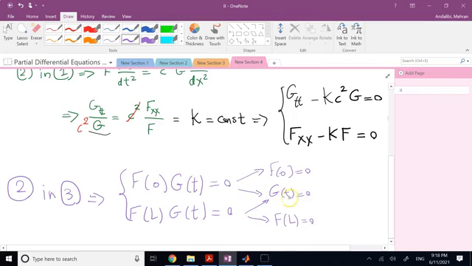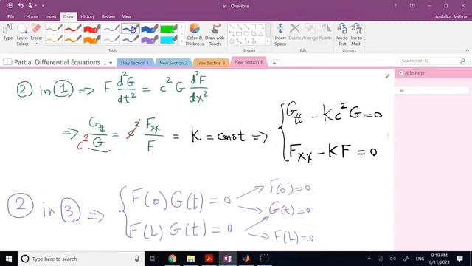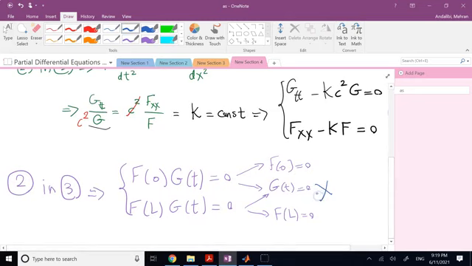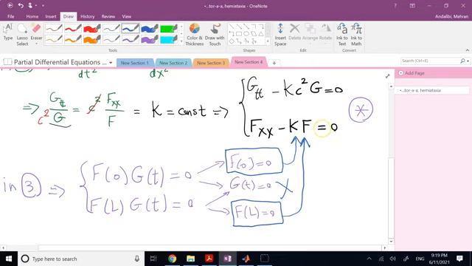Now, g of t cannot be 0, because if the entire function g of t is 0, when you plug it into 2, the whole displacement u will be 0, which is the trivial solution. So this cannot be an interesting solution to me. So the conditions are now what? This function f at location 0 should be 0, and what? f at location L should be 0. And these two now serve as what? As the two conditions you need to solve this second equation. Okay?